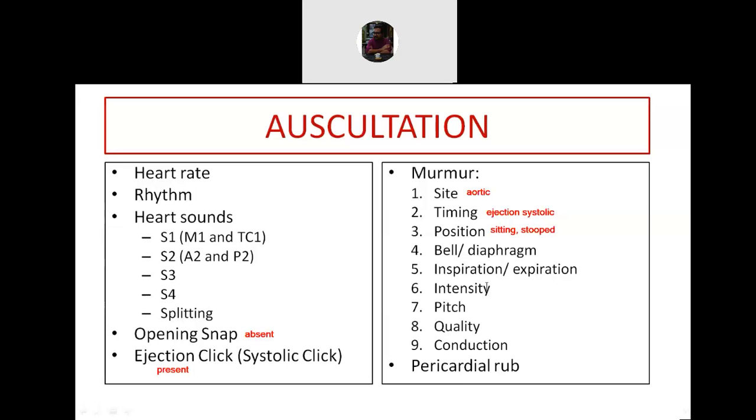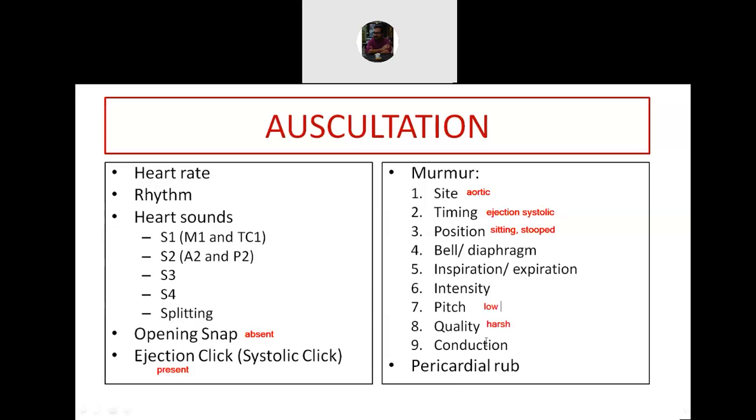In menstrual history in females, don't forget to mention in detail about the menstrual history because that can explain any underlying anemia. Treatment history you take as necessary. Ask about penicillin prophylaxis and take history of allergy. And now you go into precordial examination.